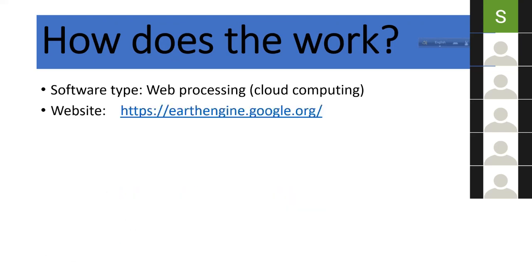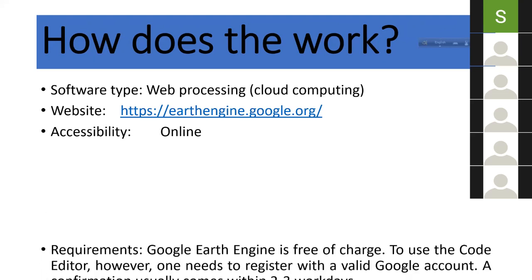And this is the main website of Google Earth Engine. Here you can access different tabs such as the sign up button and the dataset button, and other options are available on this website. And for accessibility, you must have online access and meet the requirements.